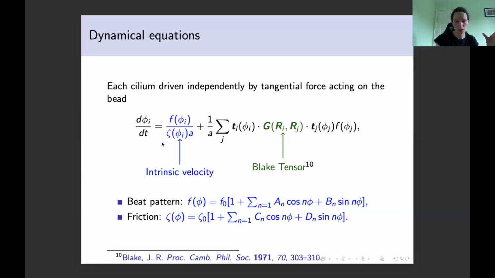The force and the friction here, these are periodic. So we write these as a Fourier series, and we leave these coefficients in the Fourier series as parameters in the model. And they're going to show up, and we're going to think about which harmonics show up later. So when you see A_n and B_n, C_n and D_n later, that's where they're coming from. So that's the dynamical equation for an individual cilium.